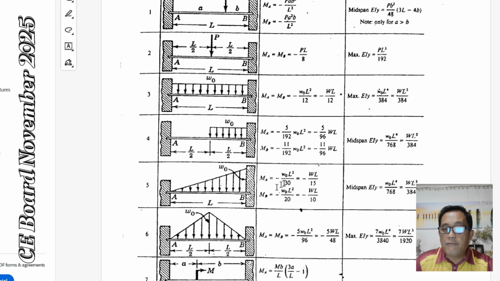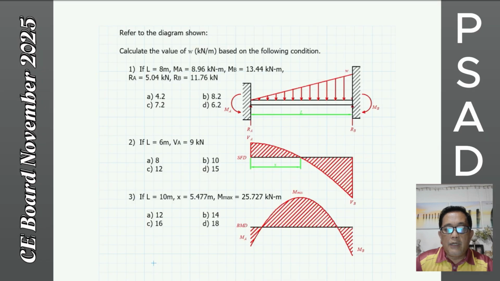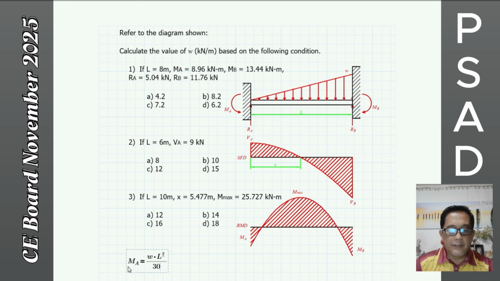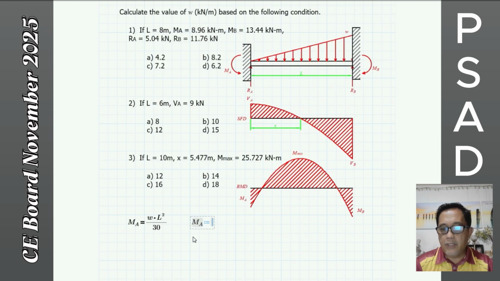in the derivation of this formula, the bending moment at A is assumed to be clockwise while that of B is counterclockwise. In our problem here, it's the opposite. Moment at A, according to the figure, is counterclockwise and moment MB is clockwise. So I'll just use the positive values for MA and MB here. For number 1, I can use the formula for MA, which is WL square over 30, where M sub A is equal to 8.96 kilonewton meter.